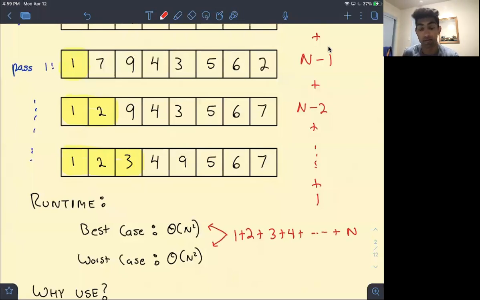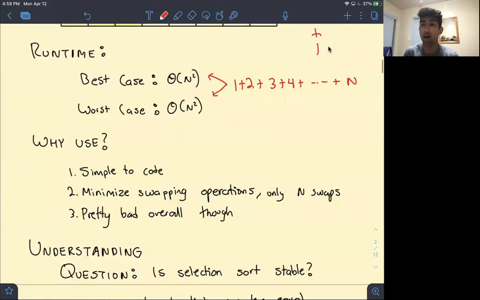So let's move on to the question of why would we ever use selection sort? Well, the first answer is that it's very simple to code. It's very intuitive to understand as well.